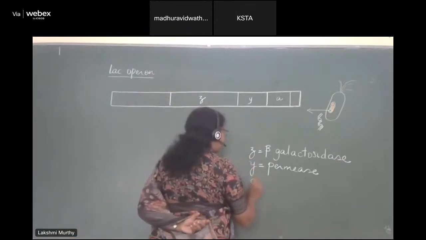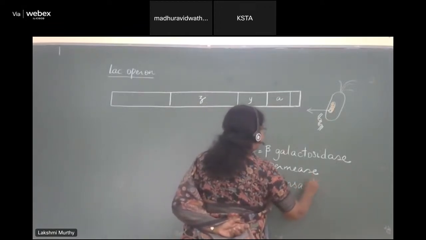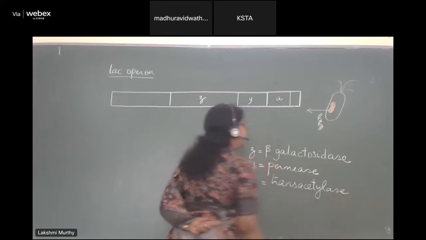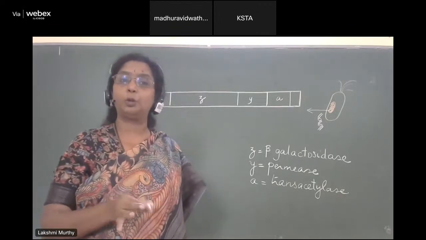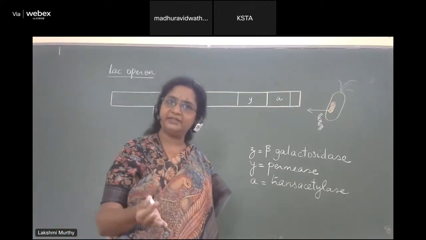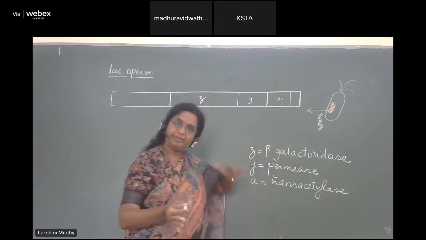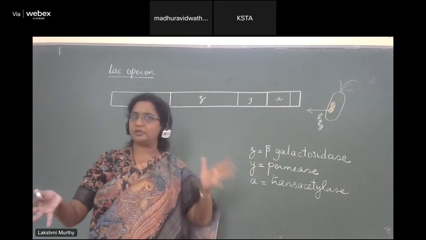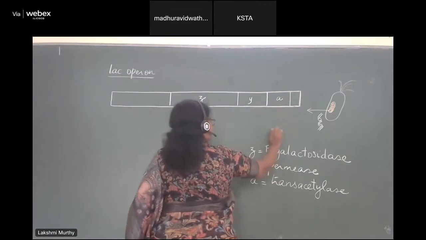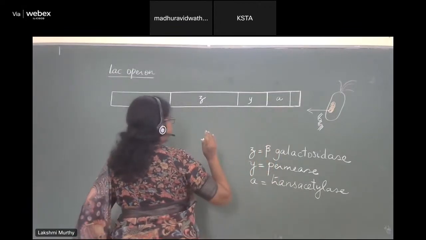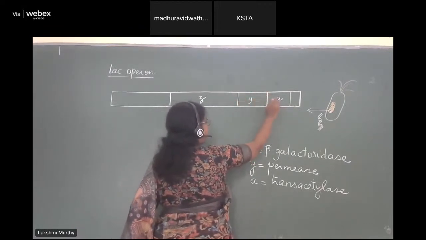And then we have gene A. Gene A codes for an enzyme called transacetylase. Now, this transacetylase is going to convert lactose into its isomer called allolactose, so that beta galactosidase can break down the allolactose into glucose and galactose. That is what you find. These are the three enzymes coded for by the respective parts here. Please remember there is no line demarcating Z from Y, Y from A.